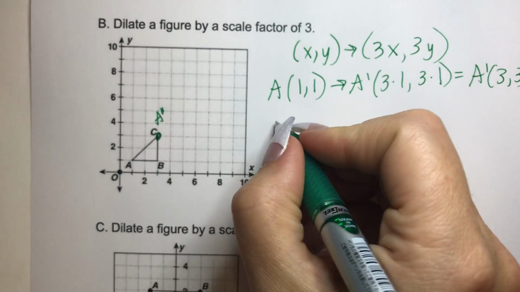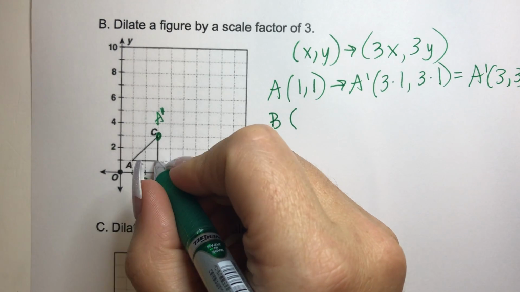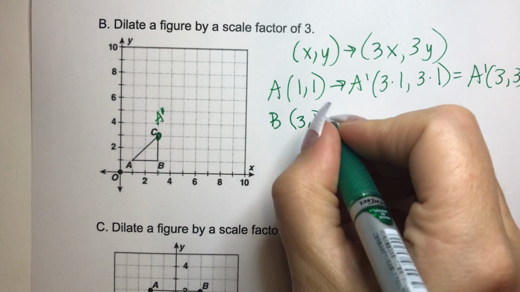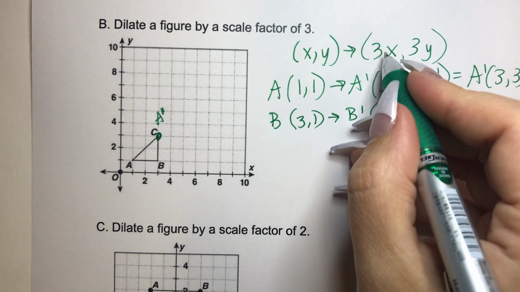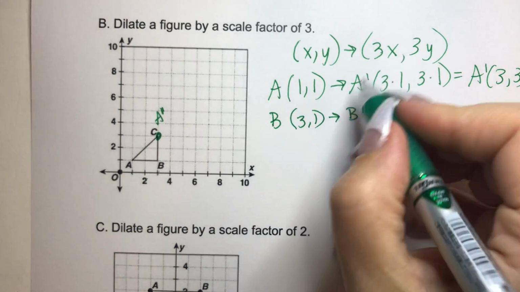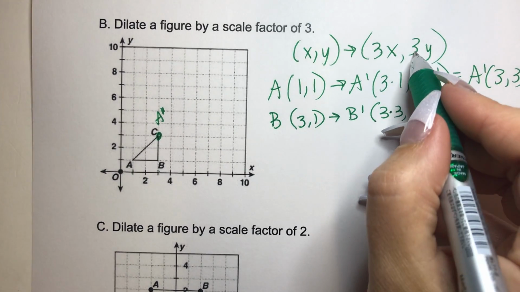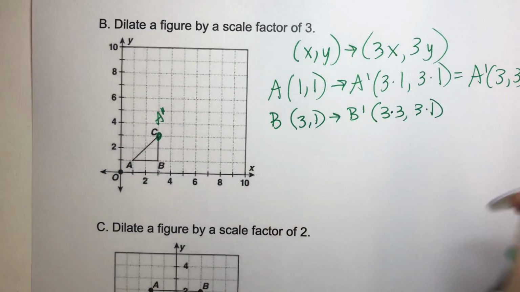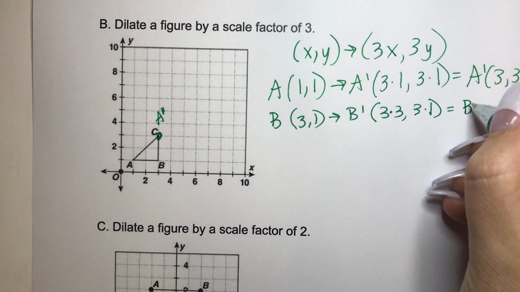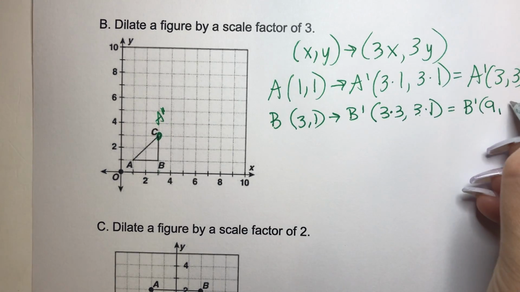Okay, then let's go to B. B is 3, 1. And then we're going to do the dilation, which is going to give us B prime, which is going to be 3 times the x, which is 3, and then 3 times the y part, which is 1. And we end up with B prime, which is 3 times 3 is 9, and 3 times 1 is 3.